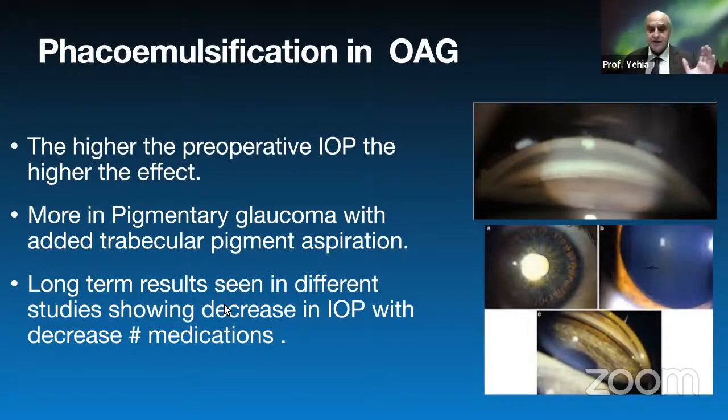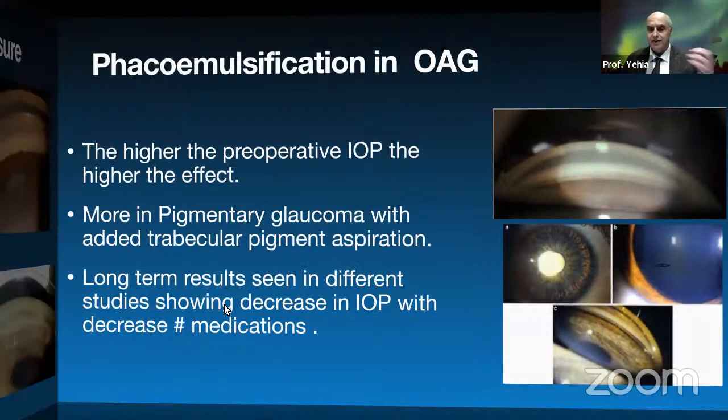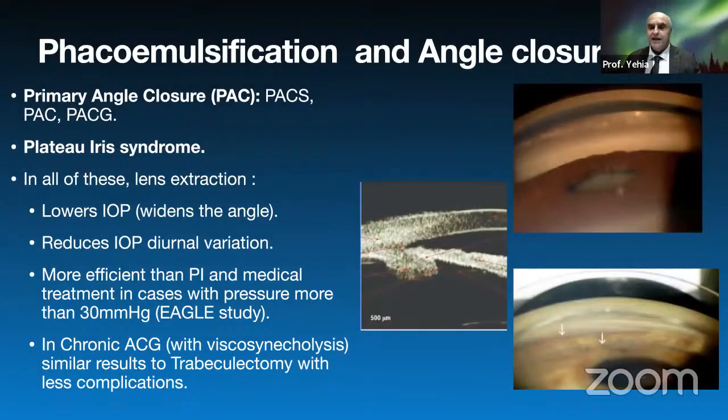Long-term results seen in different studies show a decrease in IOP with a decrease in the number of medications, which is a good thing to achieve. In angle closure glaucoma, whether suspect or chronic angle closure or acute angle closure and plateau iris, and all of this, there is a lowering effect of phacoemulsification on the intraocular pressure as it widens the angle and reduces IOP diurnal variation.